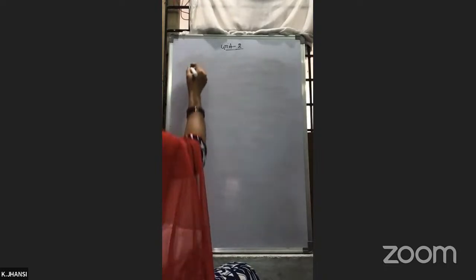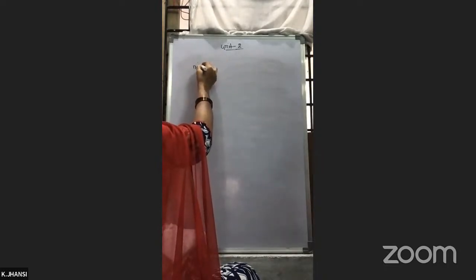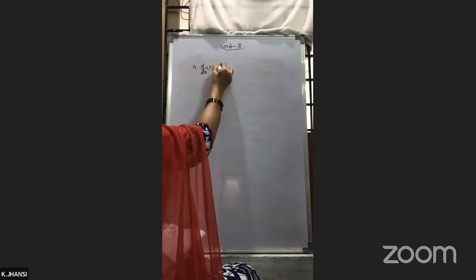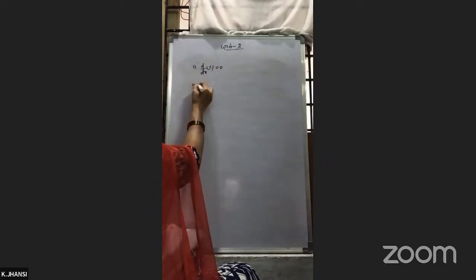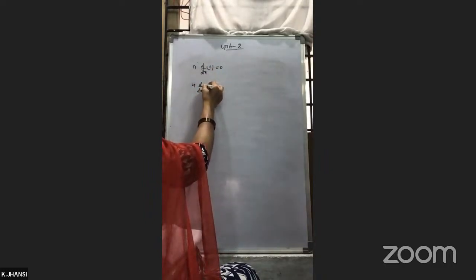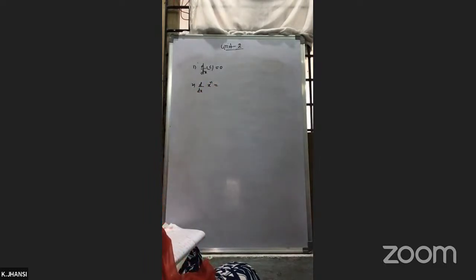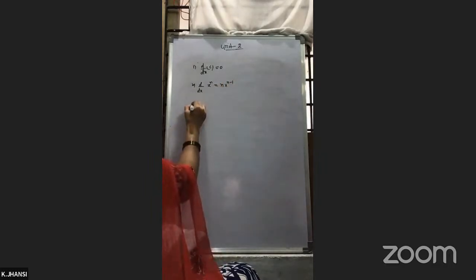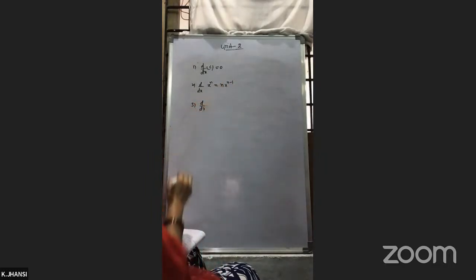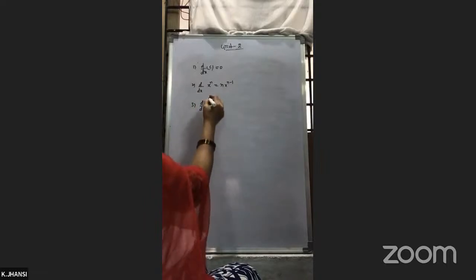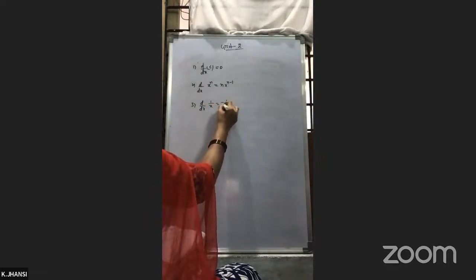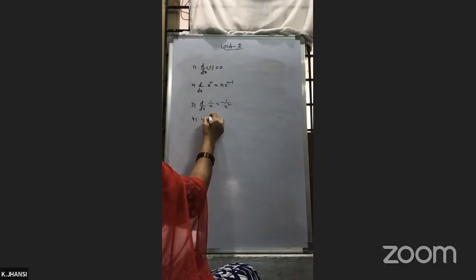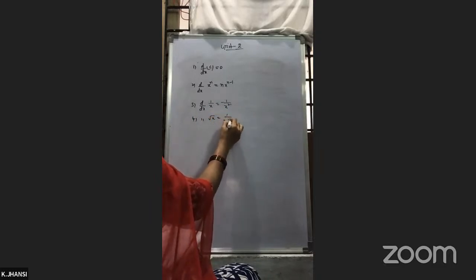Next, if we see the differentiation formulas, d by dx of any constant is 0. Okay, d by dx of x to the power of n is n into x to the power of n minus 1. And d by dx of 1 by x is minus 1 by x square. Same, d by dx of root x is 1 by 2 root x.